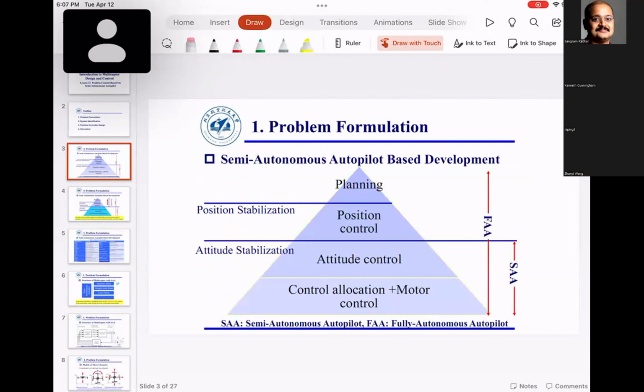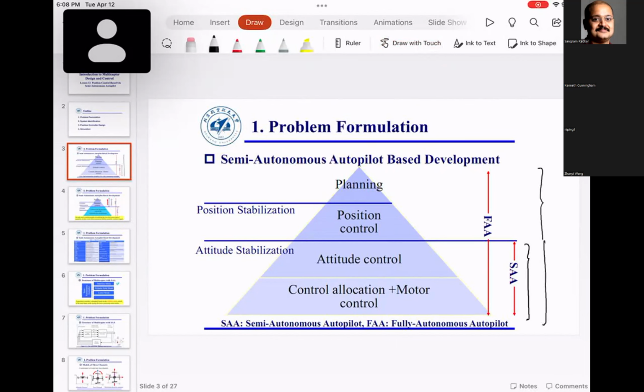So this is the hierarchy of the quadcopter control. If you are going to use a semi-autonomous control, it's called SAA, which is semi-autonomous autopilot, wherein the motor control and the attitude control, which is roll, pitch, and yaw, is handled by the quadcopter, and the position inputs are given by the user, like you go to the position X, Y, or follow a certain track.